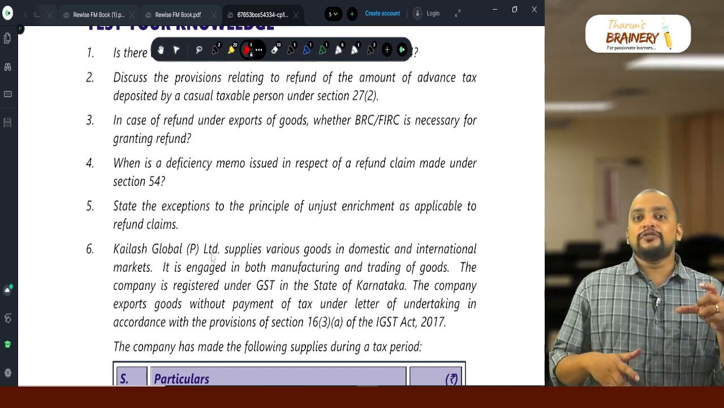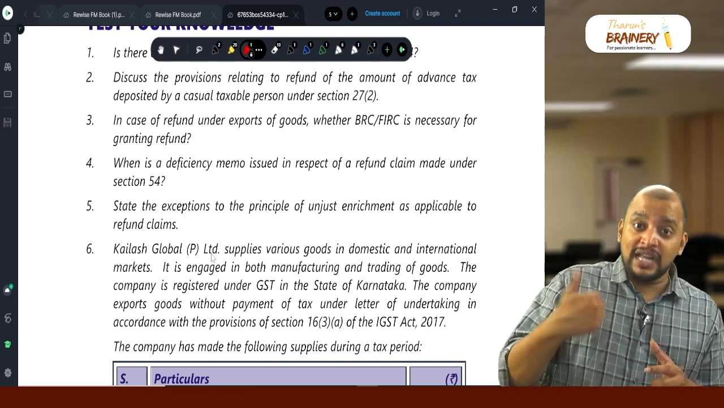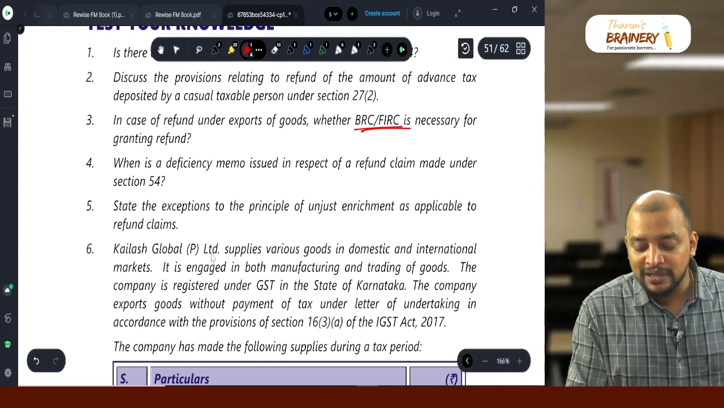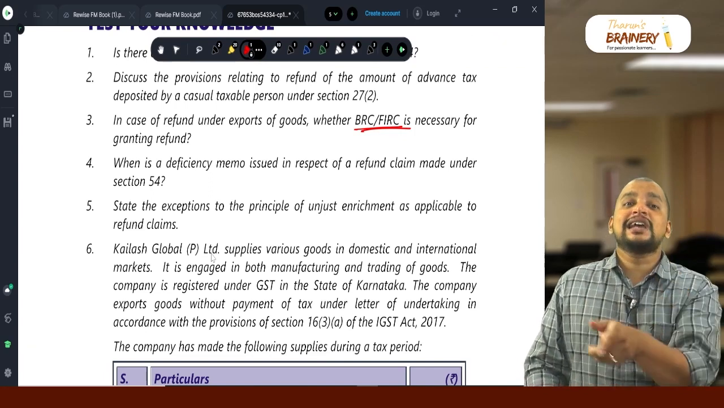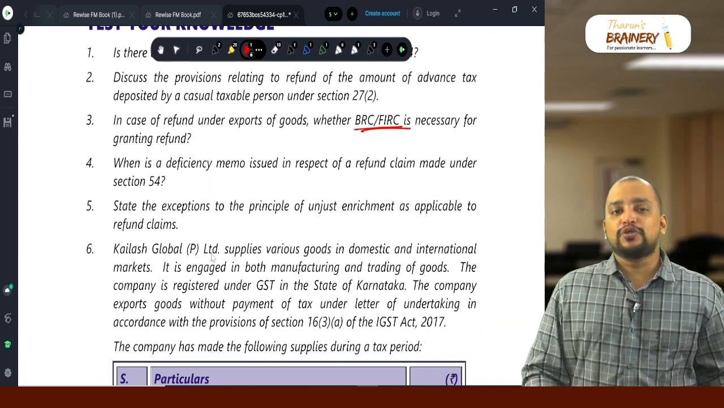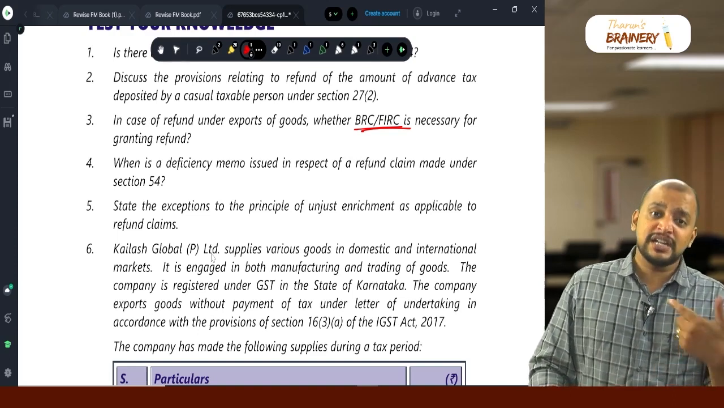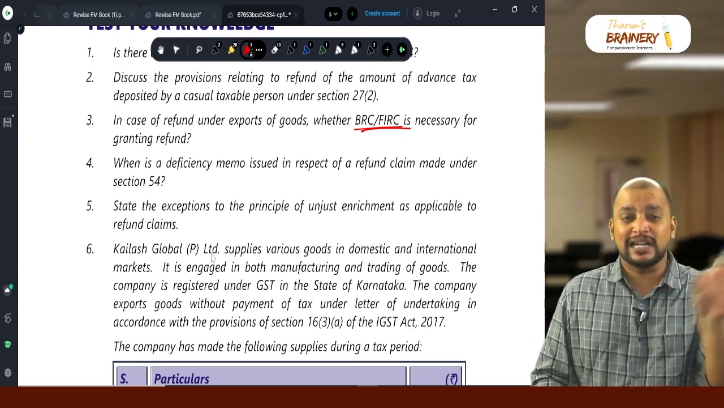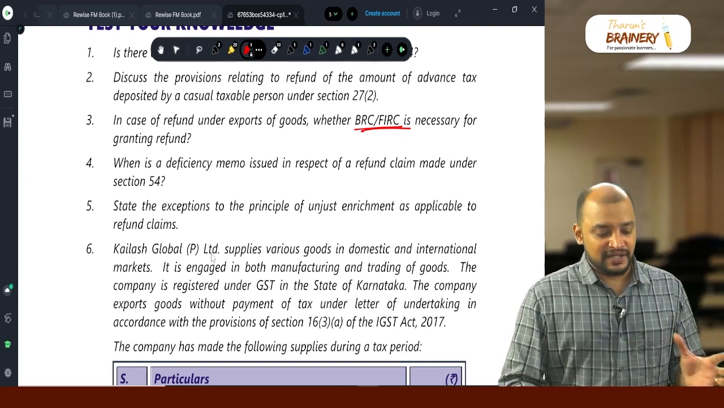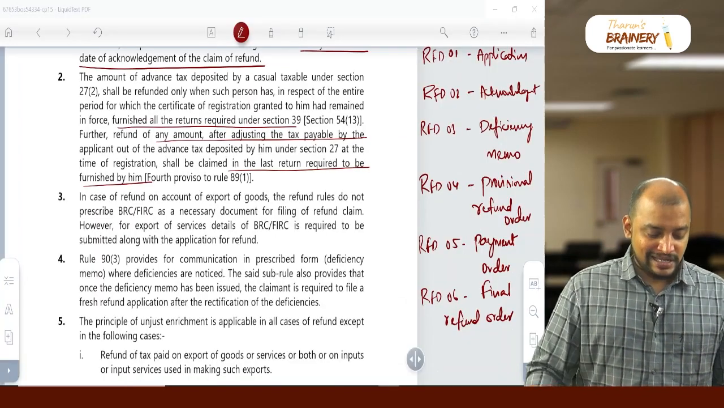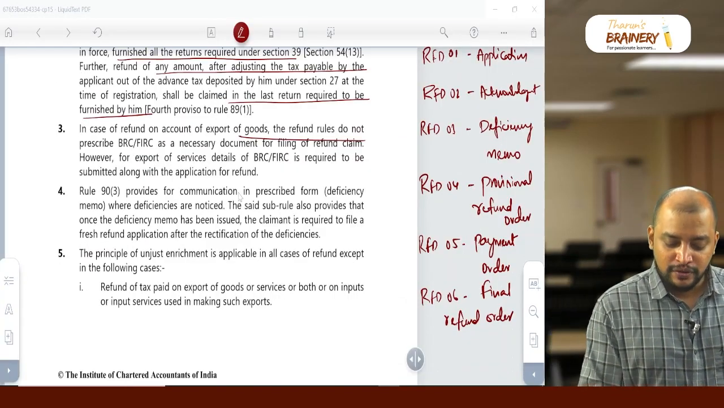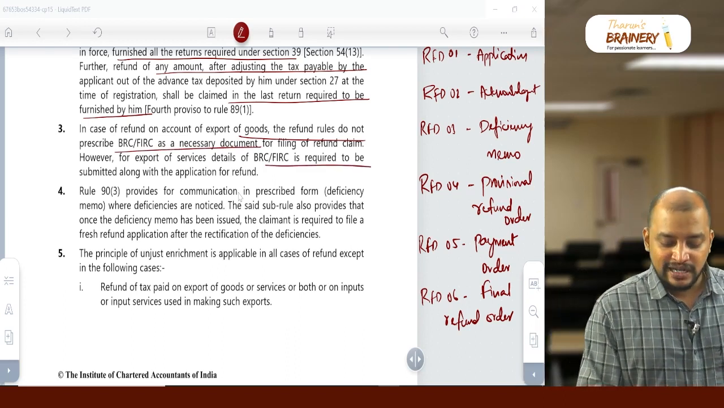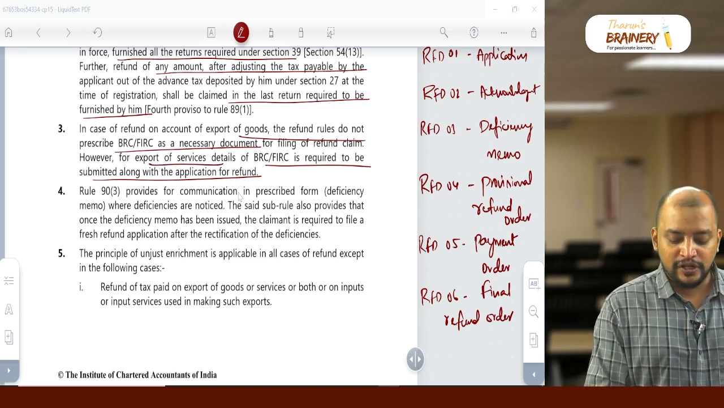order. So for export of services, you can go for refund only after you get the foreign exchange. That's why BRC and FIRC is a documentary evidence for claiming refund in case of export of services. But in case of export of goods, first you will claim the refund and you need to ensure that you are realizing the proceeds. So this document is not necessary at the time of claiming the refund. So that is the answer for this. In case of export of goods, BRC, FIRC is not a necessary document, but that is required to be submitted in case of export of services.